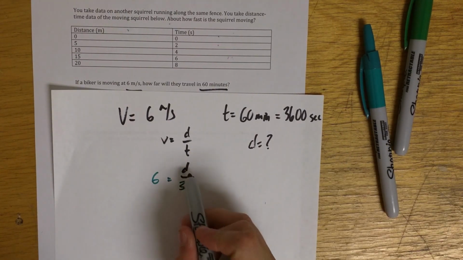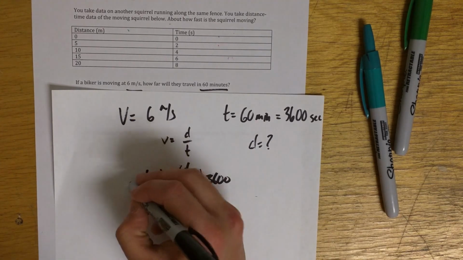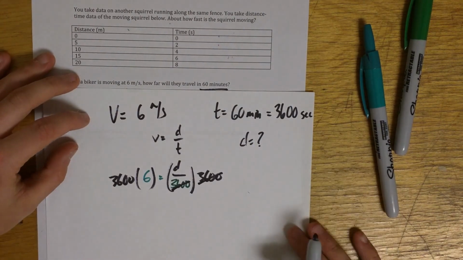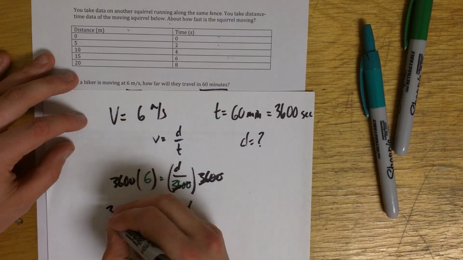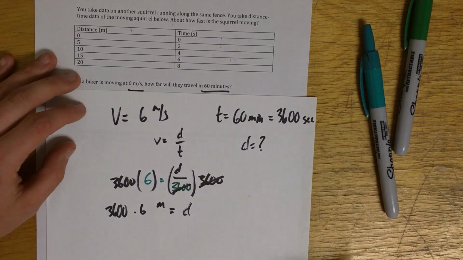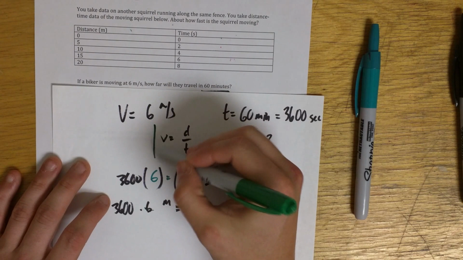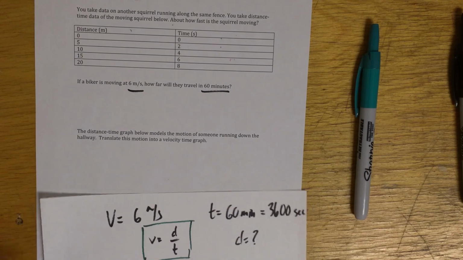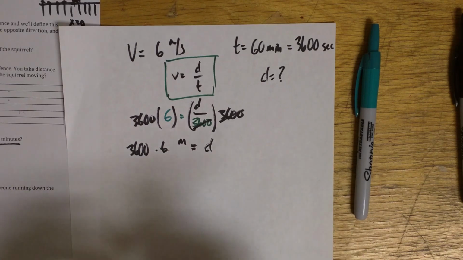Okay. To get d by itself, I need to multiply by what's on the denominator. So both sides are multiplied by 3,600, which makes this term cancel out, which means that the distance traveled is just 3,600 times 6, and all of that will be in meters because that's a distance. This is our mathematical model. This is what's important, especially important for the CVPM unit. Know that. Okay. I'm going to pause it here and then start on graphs in the next video.